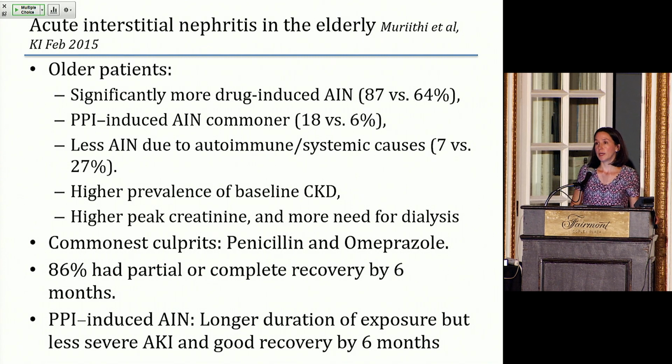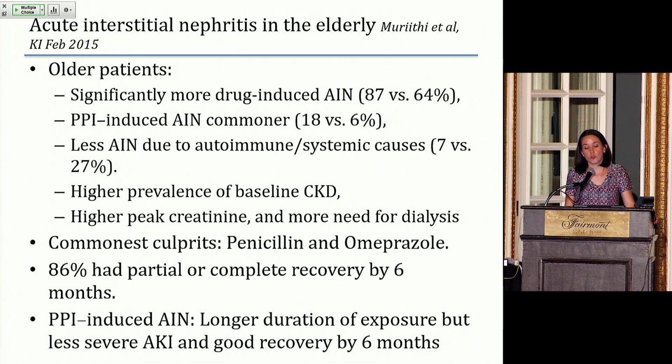So to talk a little bit about acute interstitial nephritis and what are the drugs that are involved. This is a paper from KI from 2015 where they looked at older patients and found that they had significantly more drug-induced rather than idiopathic or autoimmune interstitial nephritis, and that PPI-induced interstitial nephritis was very common. So 87% of cases of interstitial nephritis were drug-induced, and of those, 18% were secondary to PPIs. And compared with the younger population, where a little over a quarter of them were autoimmune, this was much less likely in older patients.